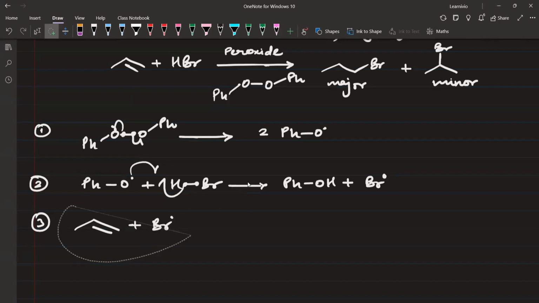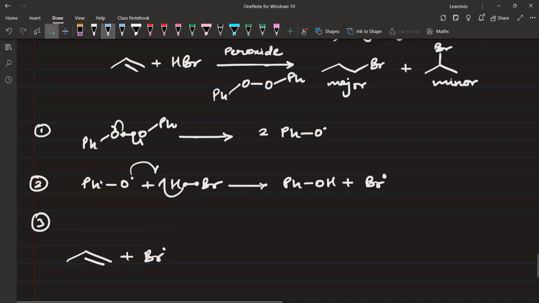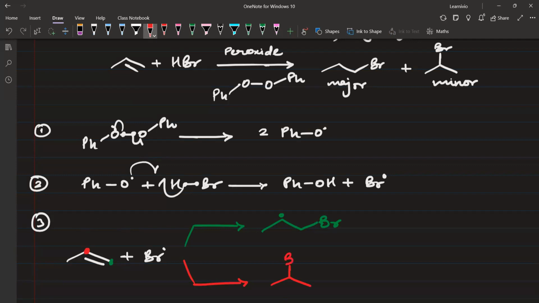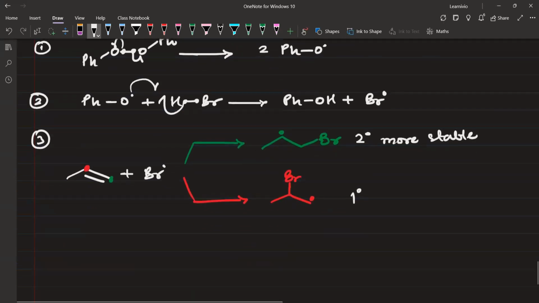Now when it reacts with Br free radical, two things can happen. It can either react with, let us suppose, the red carbon atom, or it can react with this green carbon atom. If it reacts with the green carbon atom first, then Br will be attached here, and you will get the free radical here. If it reacts with the red carbon atom, the Br will be here, and the free radical will be on the terminal carbon. Here we have a 2-degree free radical, and here a 1-degree free radical. So obviously this is more stable, and the reaction will proceed with the 2-degree free radical.